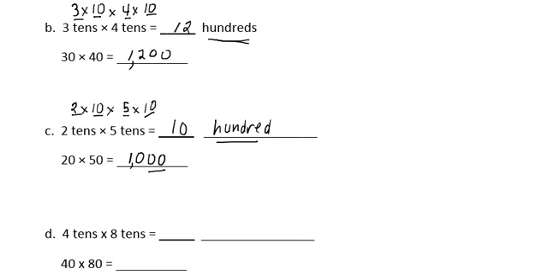And in the last question, I have 4 tens times 8 tens, which is 4 times 10 times 8 times 10. 10 times 10 is 100. 4 times 8 is 32. So my final answer is 3,200. The 2 zeros show that I'm in the hundreds. So 32 hundreds is the same as 3,200.